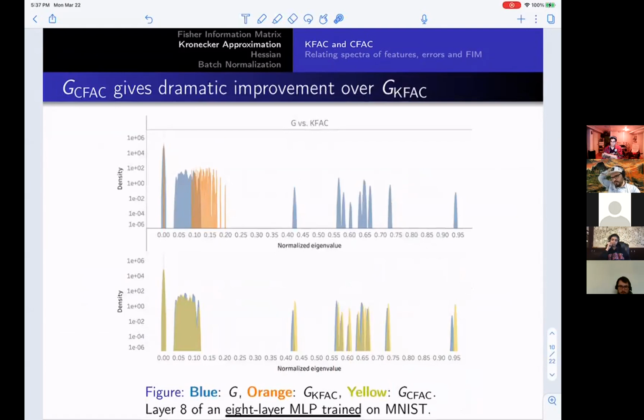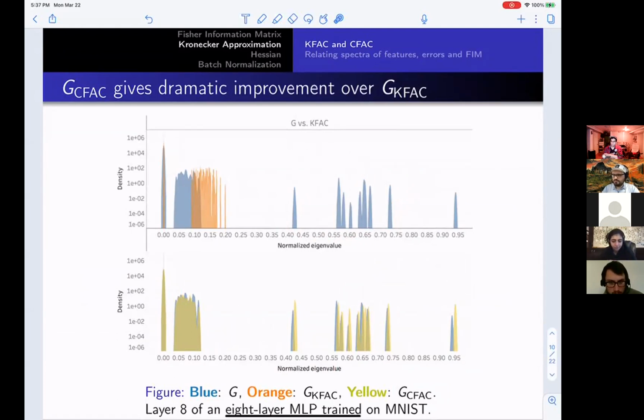Okay, so what I'm doing here is I'm comparing the Fisher information matrix G, which is in blue. Here you can see the spectrum of the Fisher information matrix, with the spectrum of KFAC in orange, and the spectrum of CFAC in yellow. Okay. What can you see in this plot?